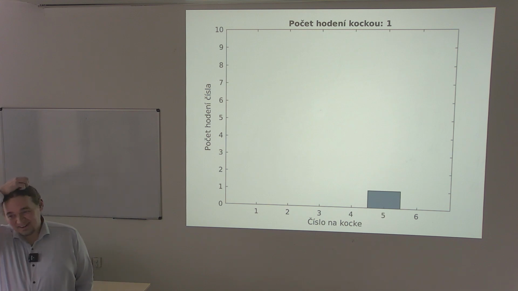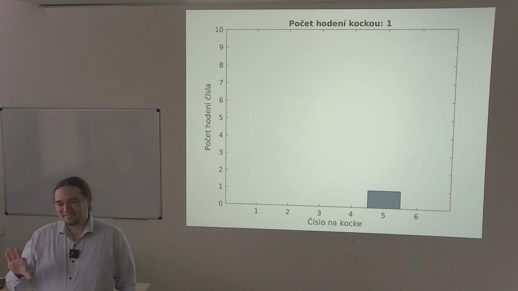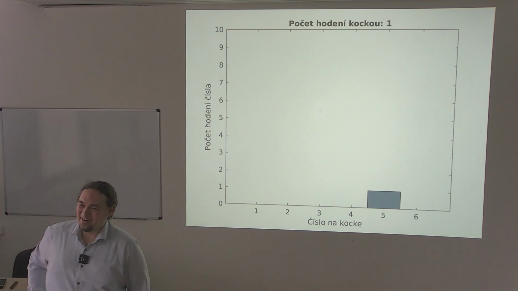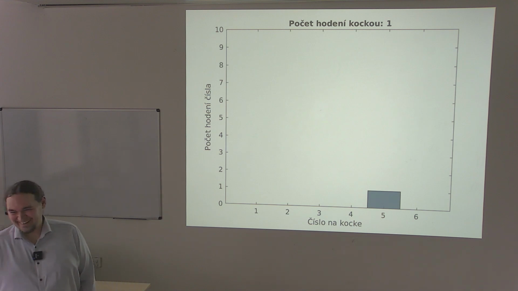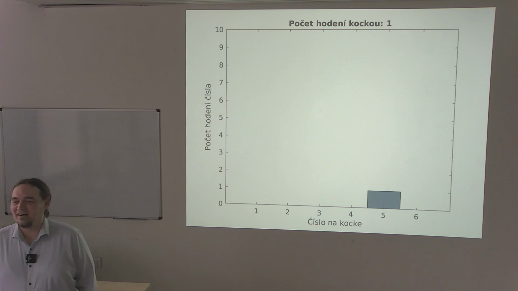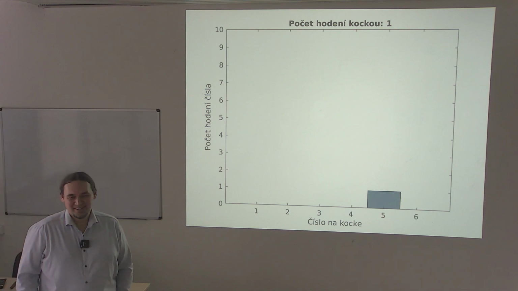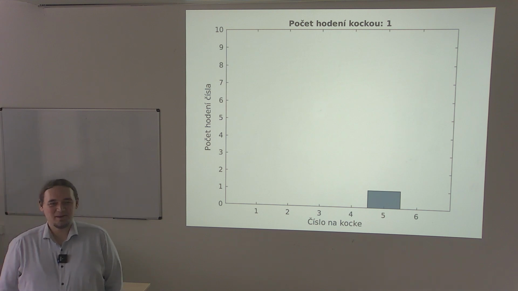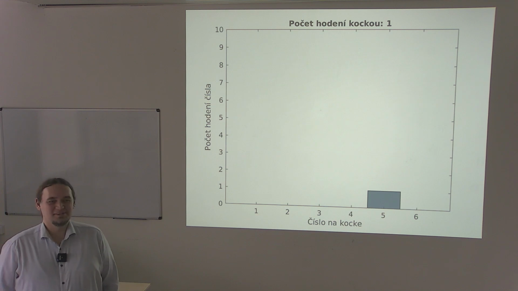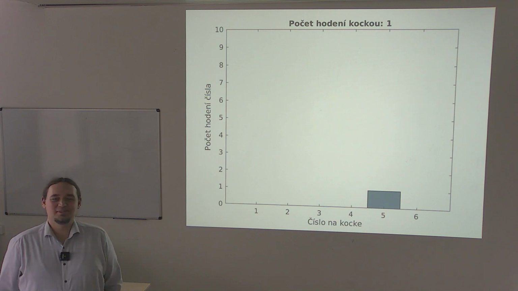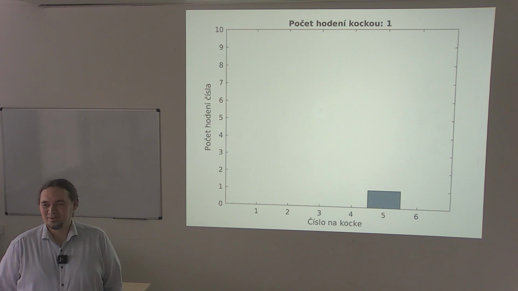So that wasn't a proper rolling. Okay. 5. Very good. So what are we witnessing? Why, for example, didn't we see number 3 or number 4? Is there a problem with the dice?